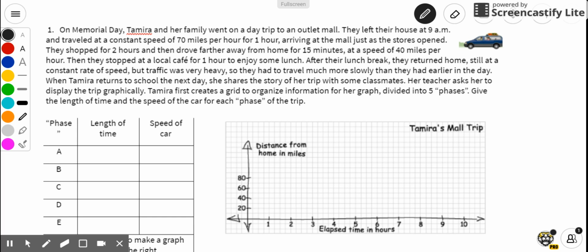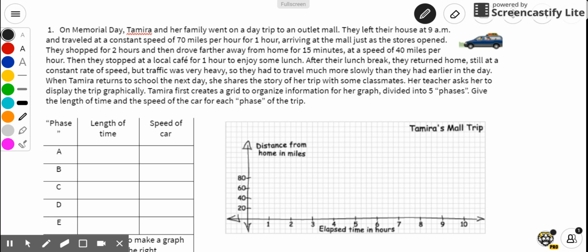Okay, so this problem talks about on Memorial Day, Tamira and her family went on a day trip to the outlet mall. They left their house at 9 a.m. and traveled at a constant speed of 70 miles per hour for 1 hour, arriving at the mall just as the stores opened. They shopped for 2 hours, and then they drove further away from their home for 15 minutes at a speed of 40 miles per hour.